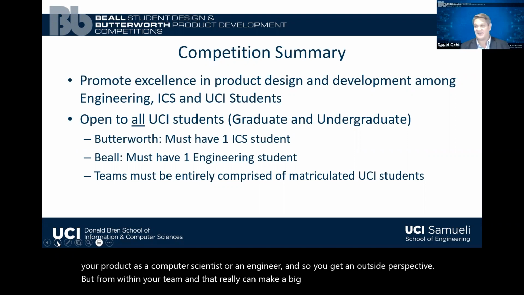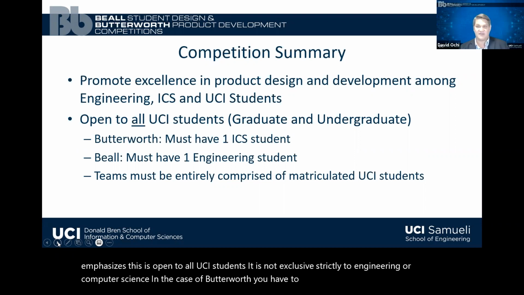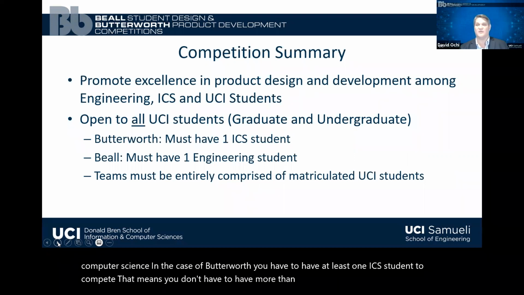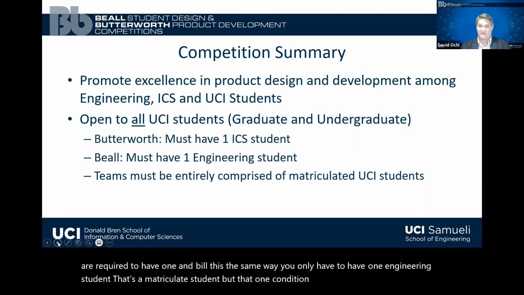So that, of course, emphasizes this is open to all UCI students. It is not exclusive strictly to engineering or computer science. In the case of Butterworth, you have to have at least one ICS student to compete. That means you don't have to have more than one. You can, of course, but you only are required to have one. And Beall is the same way. You only have to have one engineering student that's a matriculated student. But the one condition is you can't recruit people from outside your team or outside of the school.